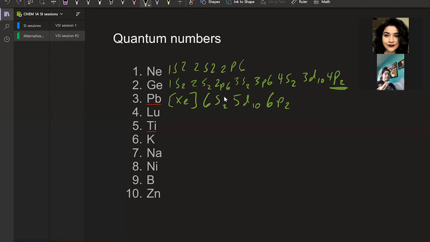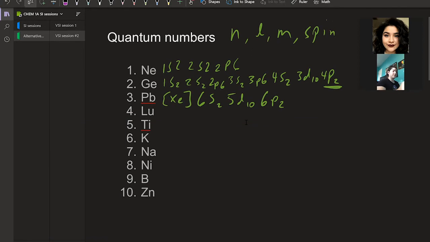Now, what Fabiola and you guys were doing a second ago was finding the actual numbers, like the energy level, the n values, the L values, the M value, and the spin. So for neon, you're going to use the last orbital that the electron comes from. The energy level is the number in front of everything, so that's going to be 2. That's N.